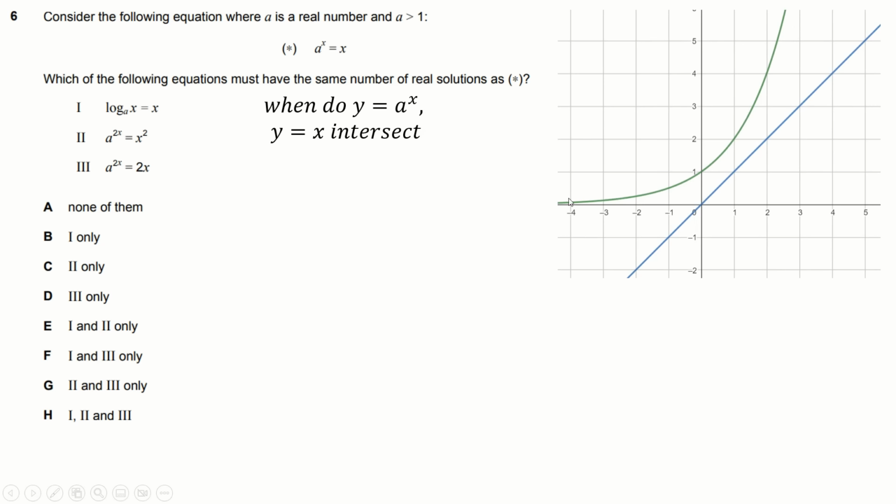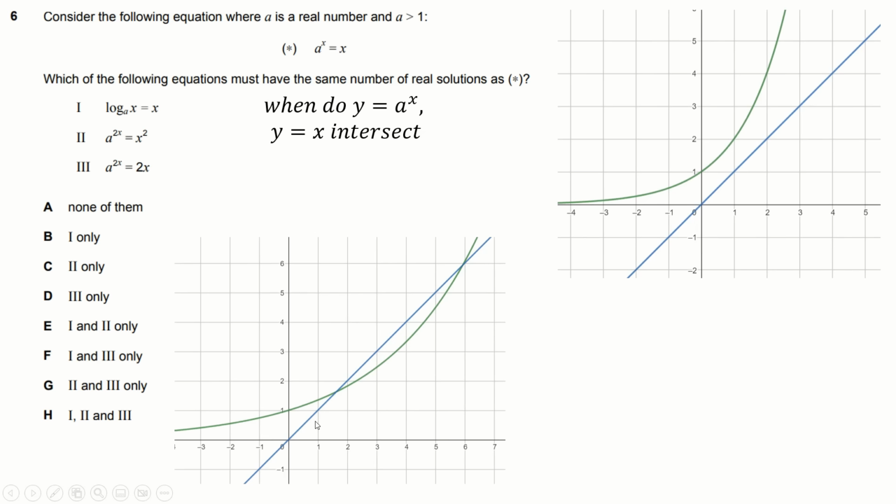But of course, you can choose a smaller value of a that rises a bit slower and make it have some intersections. That's fine. So it could have none, or it could have 1, even if it's tangent, or it could have 2. A nice little question is to work out what value of a gives you a tangent here at any point. It's not too hard, but it's a nice little question. Anyway, back to the actual thing.